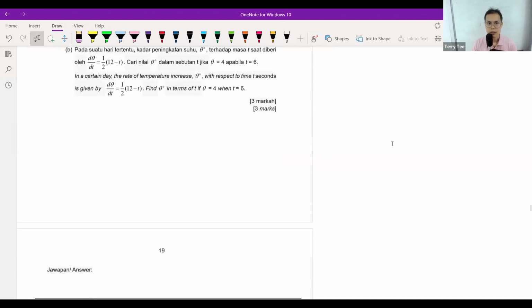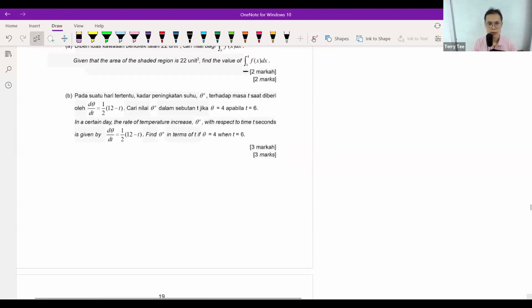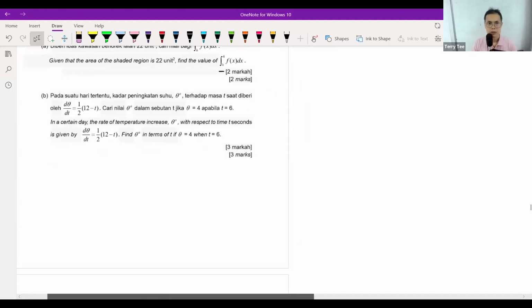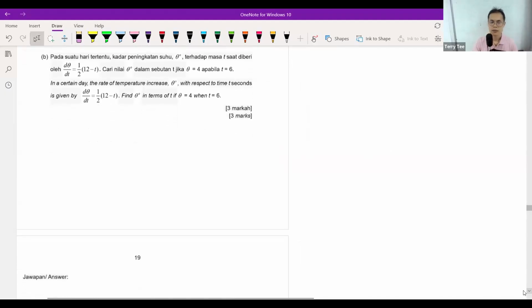So in part B, they say in a certain day, the rate of increase of theta with respect to time is given by this, right? You're supposed to find theta in terms of t. So this question actually is from past year. These two are SPM past year questions. When you're given d theta/dt, that is your gradient function. To find theta, you're actually finding the equation of the curve. We can do so by integrating half of (12 minus t/2).